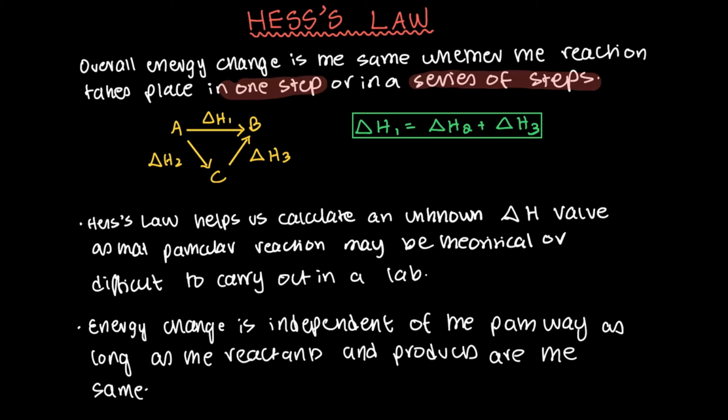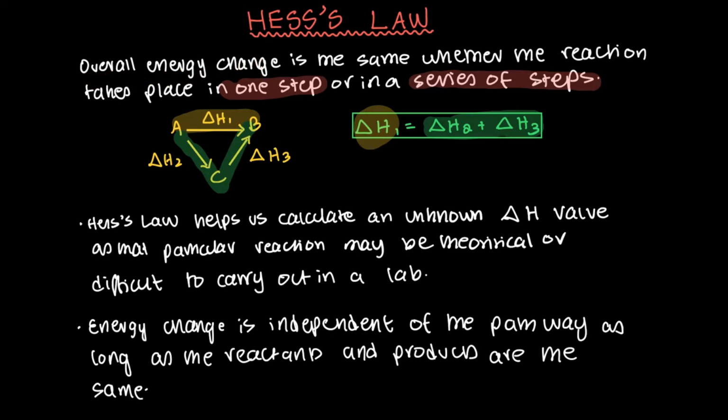So I'm going to mark the routes over here. This is the first route, which is delta H1. And this is the second route, which is delta H2 plus delta H3. Now both of these are going to be equal, and the reason for that is that the overall energy change is going to be the same, because at the end of the day you're going from A to B, whether you go in two steps or whether you go in one step. The overall energy change is going to be the same.